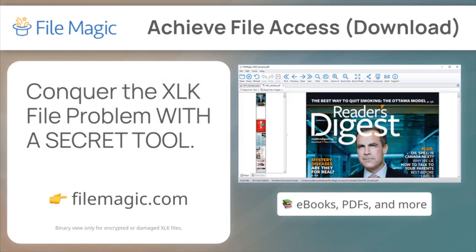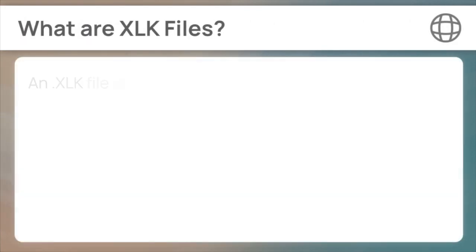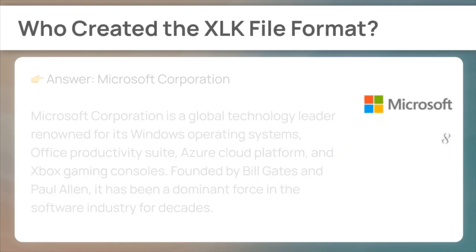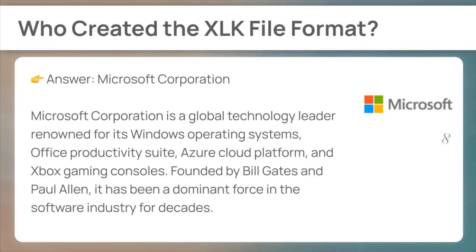An XLK file is a backup copy of a Microsoft Excel spreadsheet, XLS, or template, XLT. Excel automatically creates this file when the Always Create Backup option is enabled, providing a recovery point in case the original file is corrupted or accidentally deleted. Users typically open it to restore a previous version.